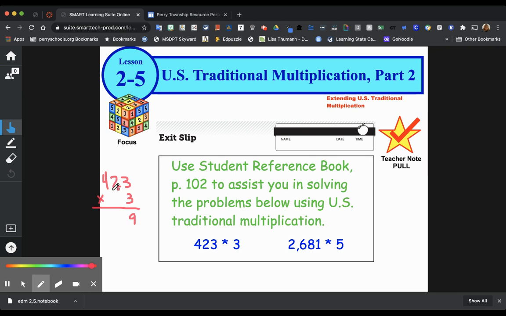All right, so by now you should have done 423 times 3 and 2,681 times 5. You can see I've started out with 423 times 3. I took 3 times the 3 ones, and I got 9 ones, nothing to carry. Now I'm going to take 3 times the 2 tens, which is 6 tens. Again, still nothing to carry.